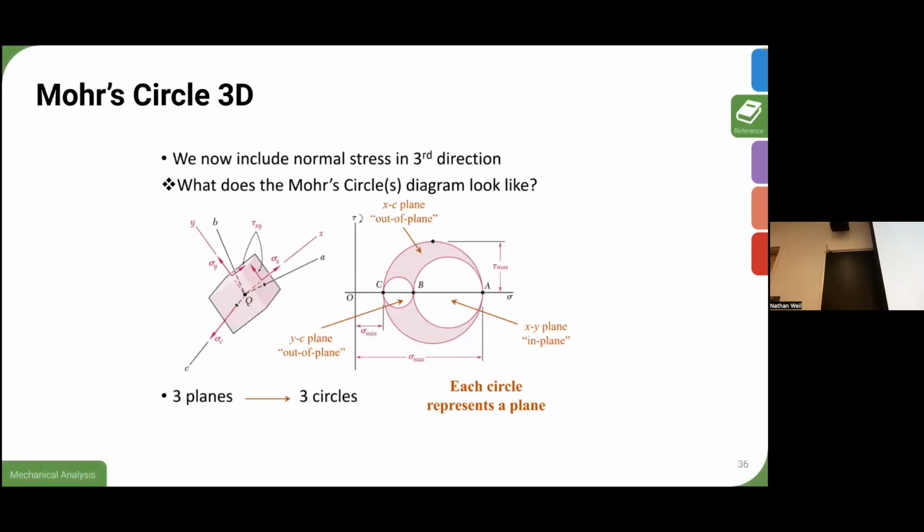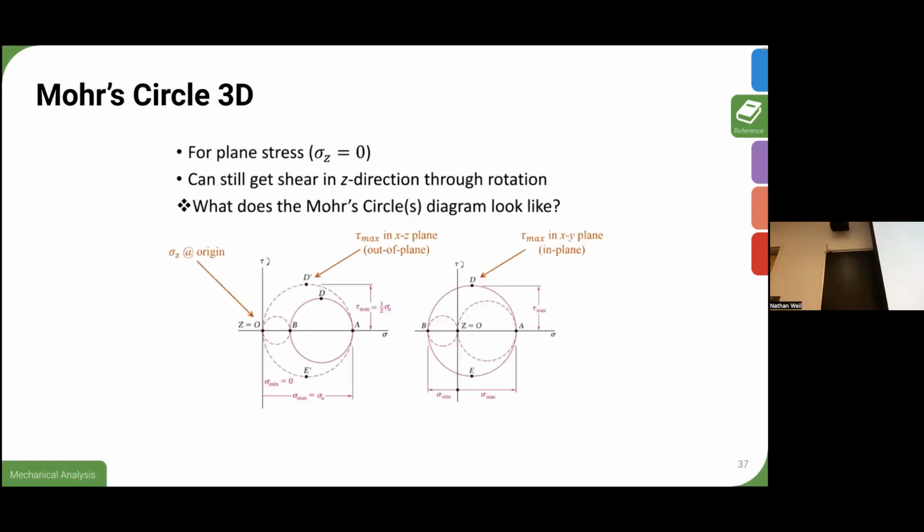Okay. So two planes, same circles, right? Is this right? Plane stress. Okay, so here you can see exactly what we were just talking about. In this case, the third principal stress is negative. Like Carlos was saying, it's P1, P2, P3.